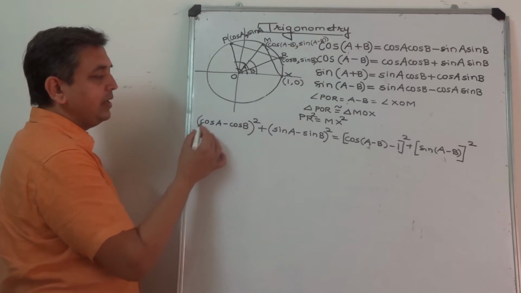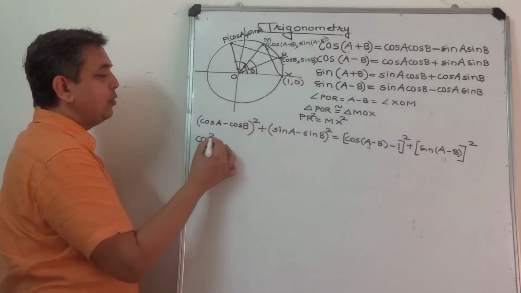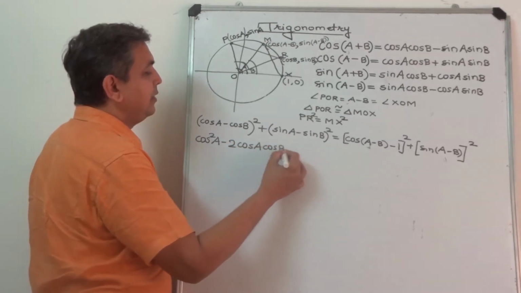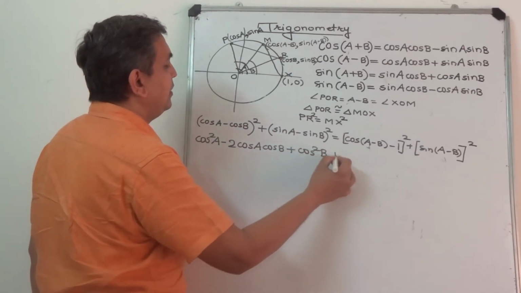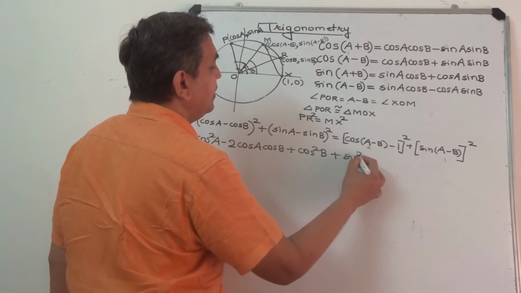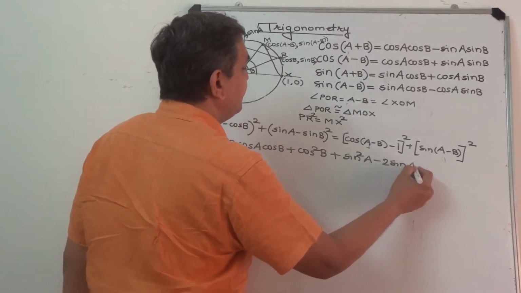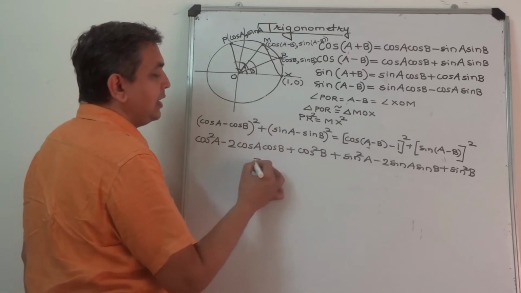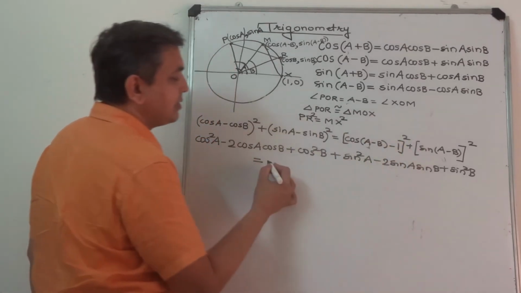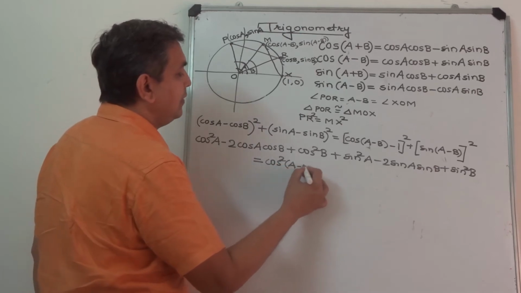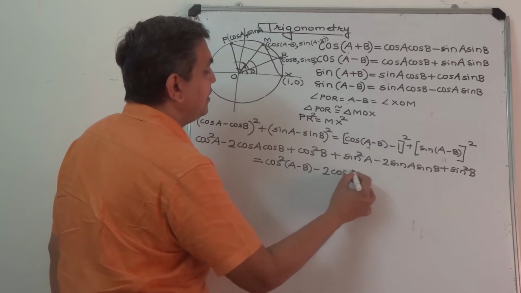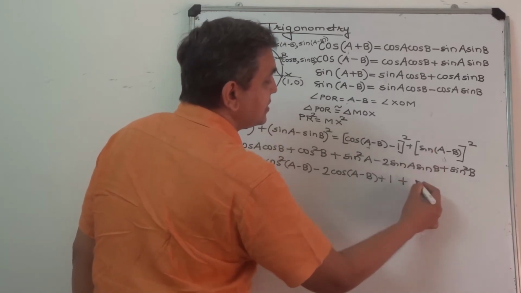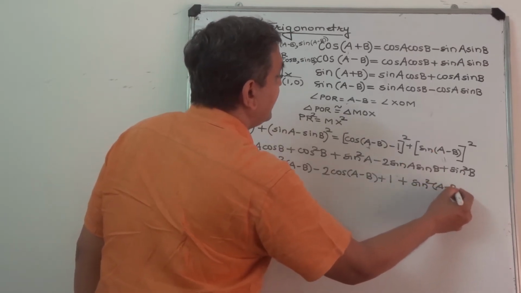Now let us take the squares. On the left hand side we get cos square A minus 2 times cos A cos B plus cos square B. For the second bracket we get sin square A minus 2 sin A sin B plus sin square B. This is the left hand side, and on the right hand side we get cos square of A minus B minus 2 times cos of A minus B into 1 plus 1 square plus sin square of angle A minus B.